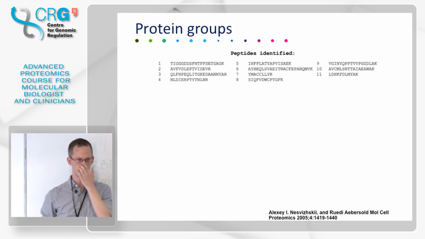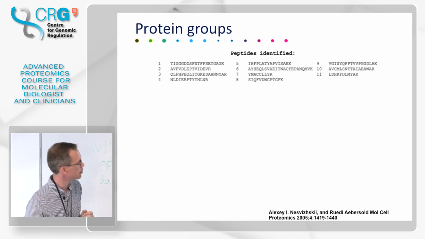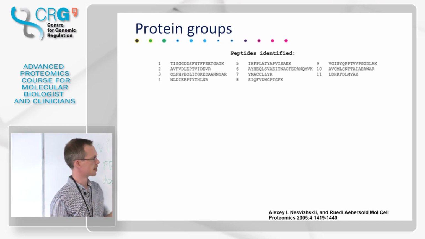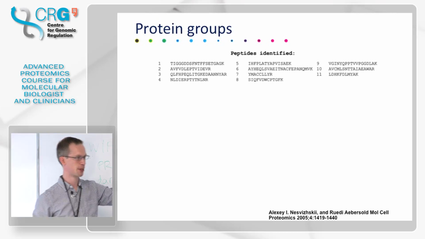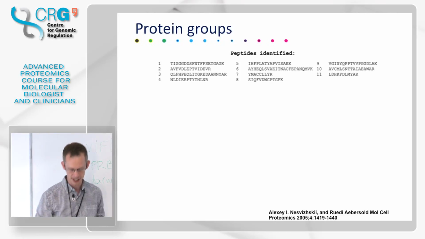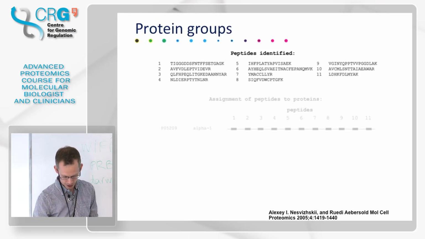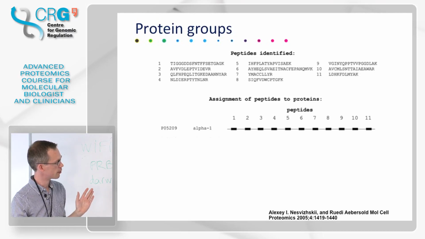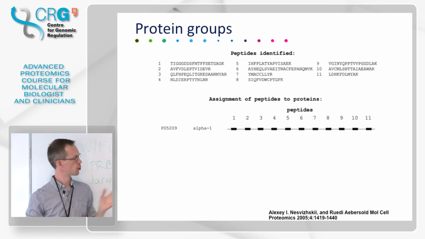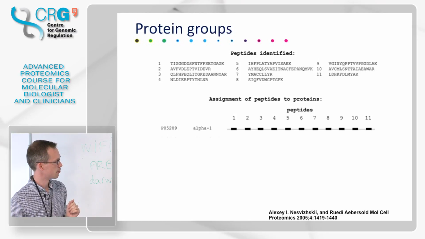Let's look at an example here. We have, in this case, 11 peptides identified with a 1% FDR. Let's put that aside a bit. These are identified; we trust these identifications. Now, if we look in the database, what do they match up to? In this case, we can assign all these 11 peptides very nicely to this protein, which is alpha tubulin. So we have 11 peptides that all match this protein.